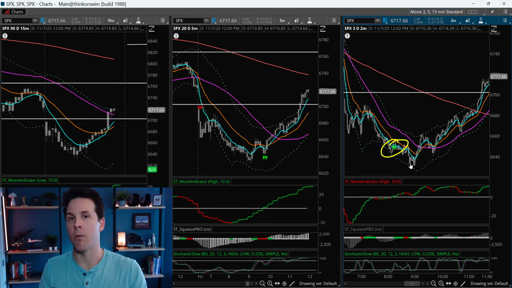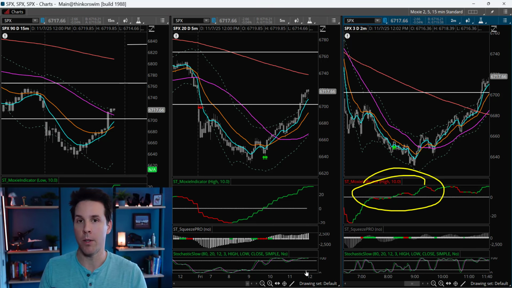Does that mean you buy it right here, right now? No, not necessarily. You have to have context. And this is where, as I said, I have a 2-part rule. The rule is you need to have the Moxie indicator above 0, and you need to have price over the 50 SMA, depending on what time frame you're looking at.